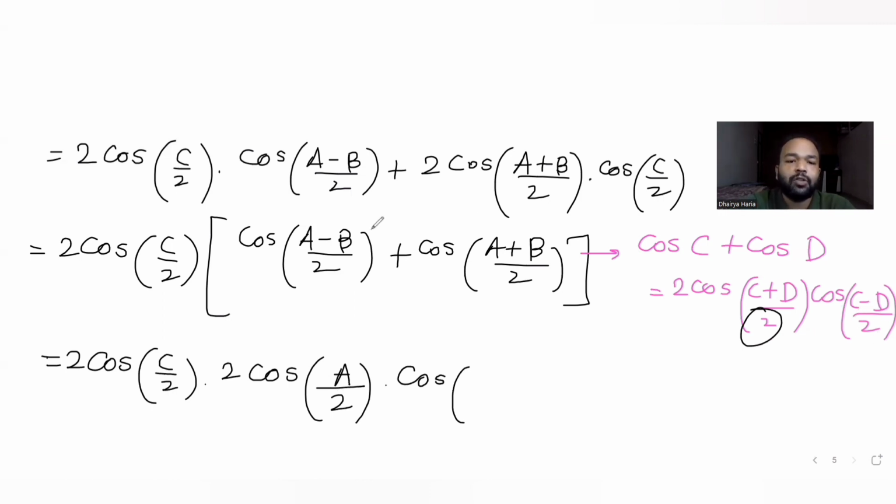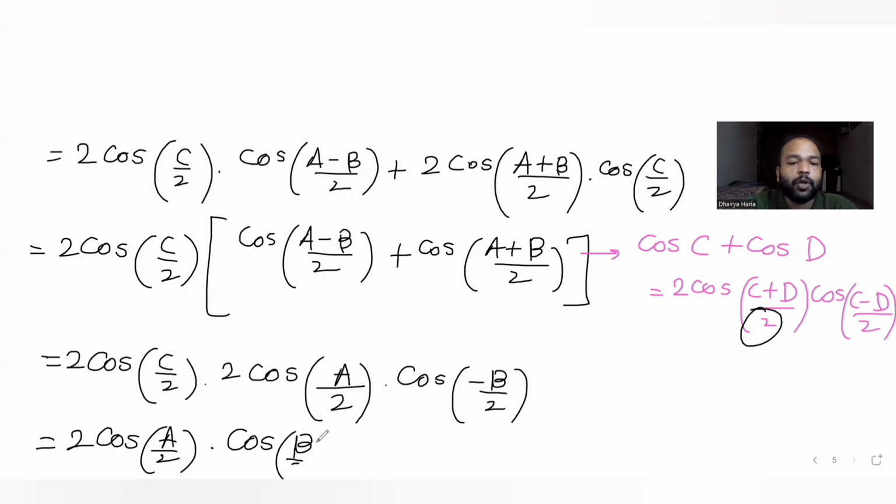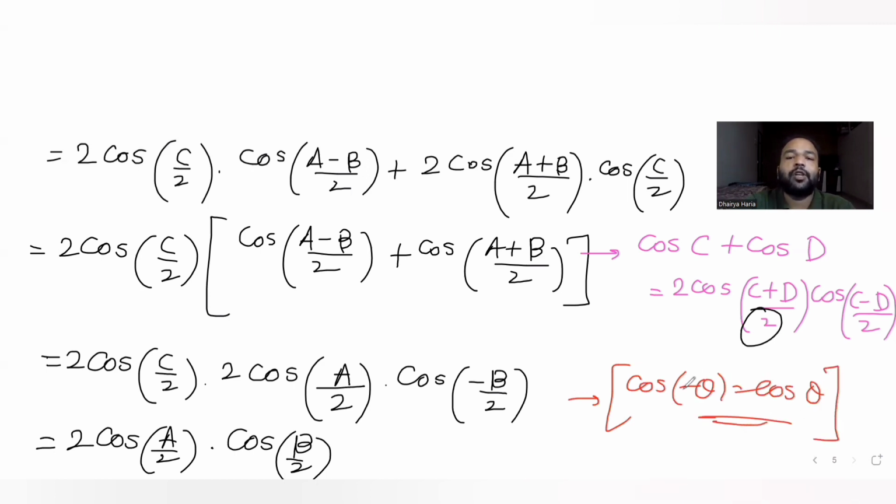So c minus d. If I subtract this, a minus b minus a minus b, so a gets cancelled. You get cos of minus 2b upon 2, which is minus b upon 2. So cos of minus b by 2. We already know cos of minus theta is cos theta. So you get 2 cos a by 2 into cos b by 2, because we are using the idea cos of minus theta is cos theta. So it is still positive. So cos b by 2 we are writing in front instead of minus. And you have 2 cos c by 2 multiplied here.